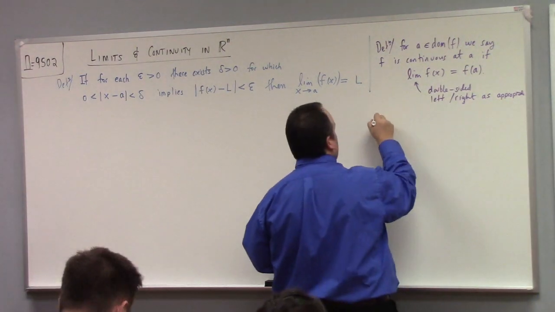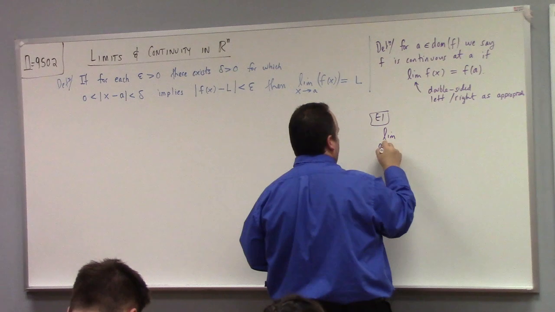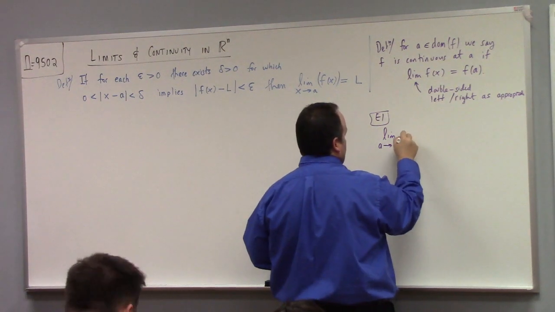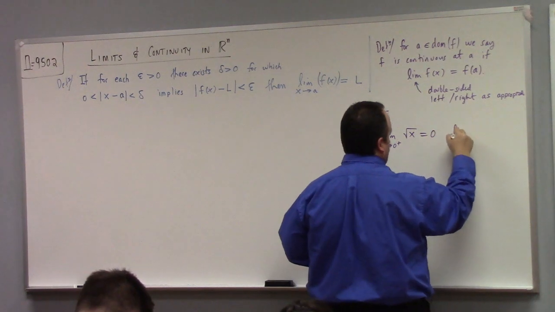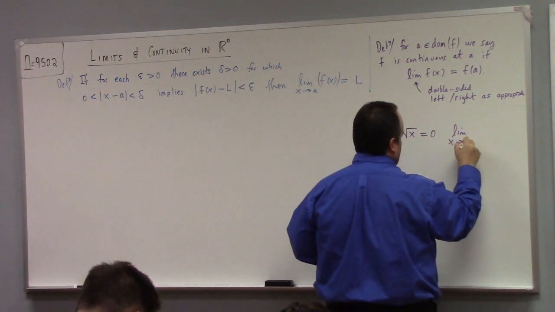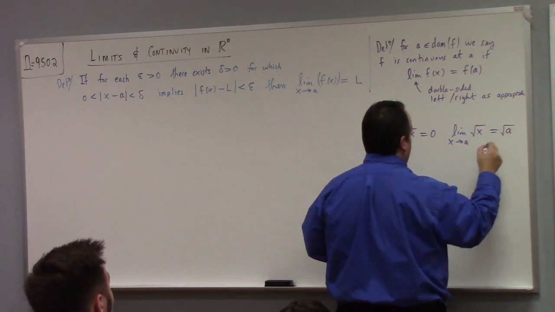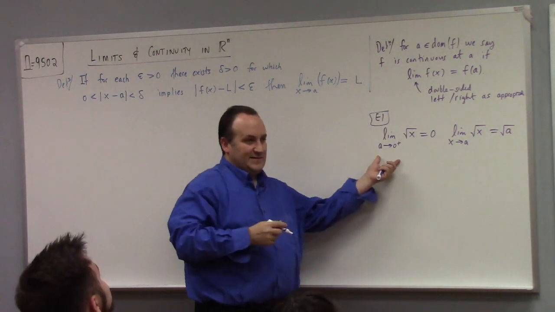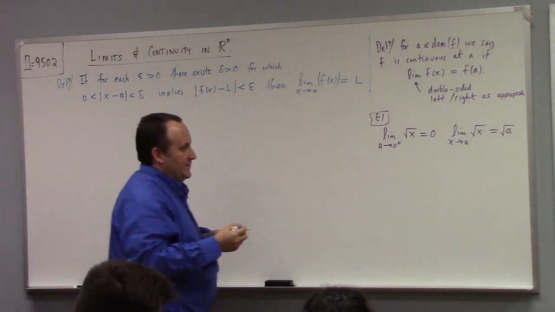So like example 1, the limit as x approaches 0 from the right of the square root of x is equal to 0. The limit as x approaches a of the square root of x is equal to the square root of a. So that's a right limit, and the other one is for a not equal to 0.